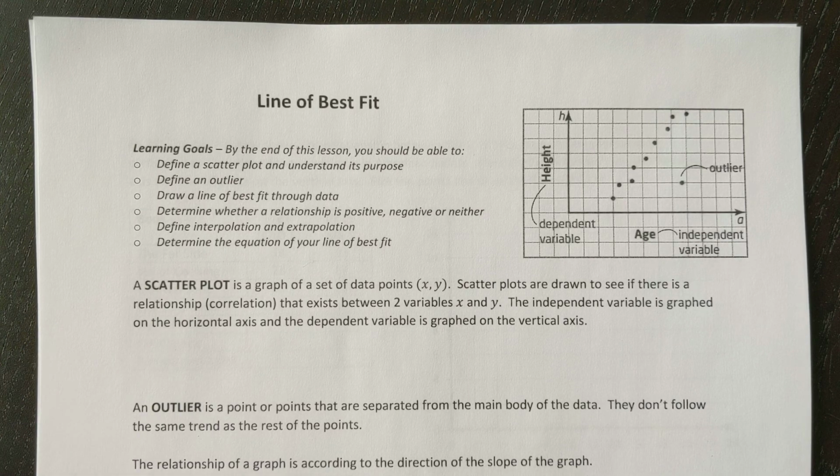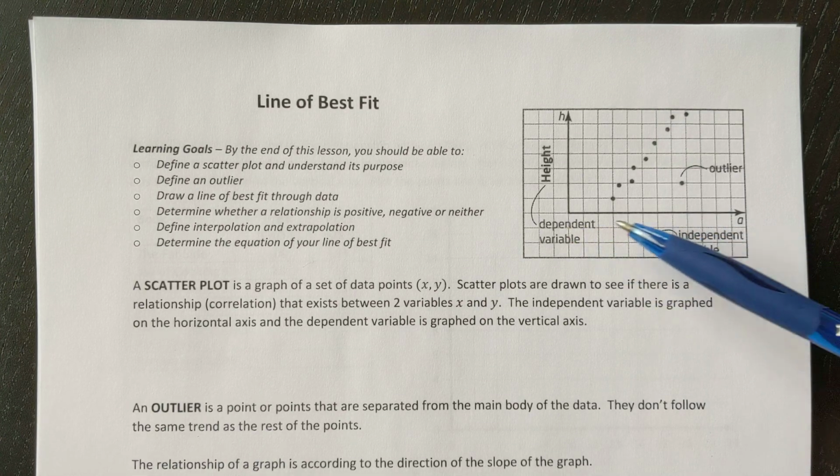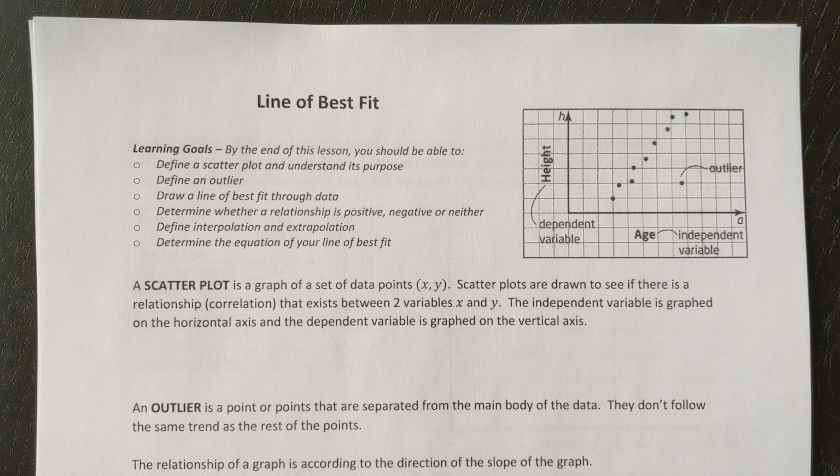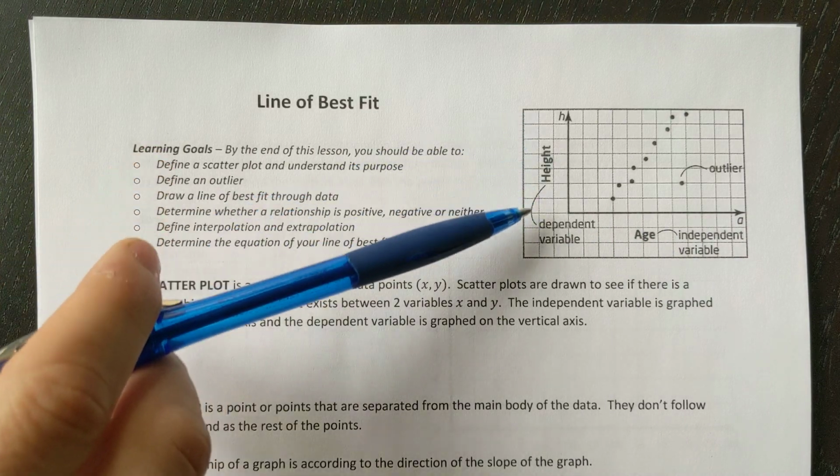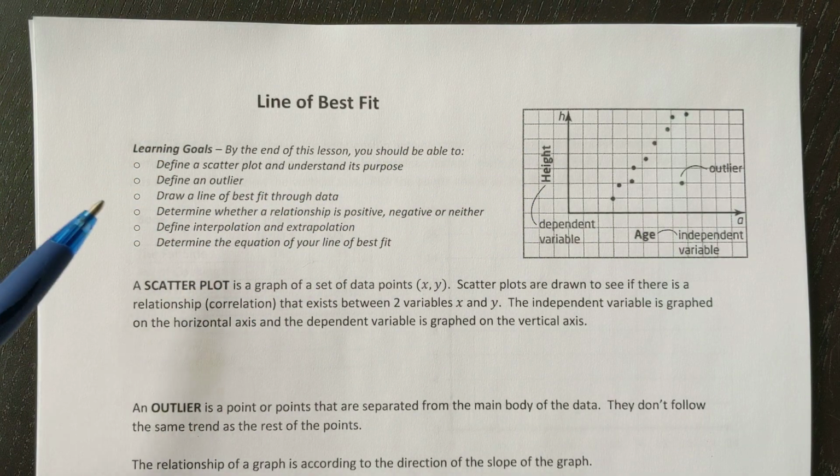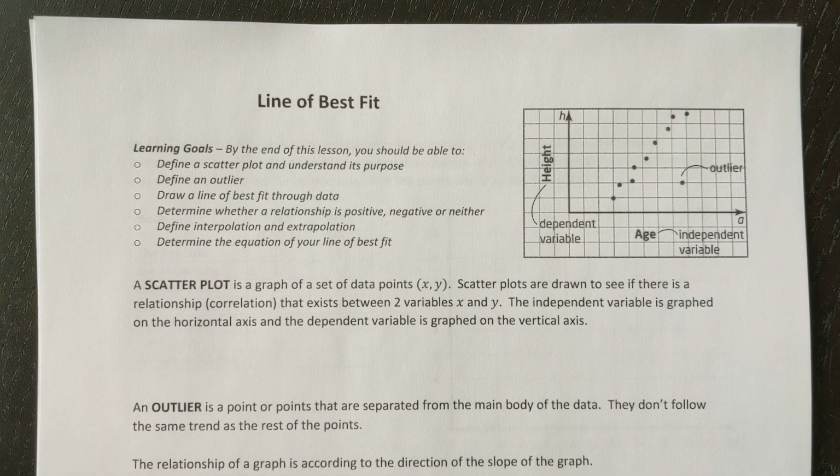A scatter plot is a graph of a set of data points, x, y. Scatter plots are drawn to see if there is a relationship or a correlation that exists between two variables x and y. The independent variable is graphed on the horizontal axis right here, and the dependent variable is graphed on the vertical axis. So, what is the definition of a scatter plot? It's a set of data points to determine if a relationship exists between the two variables.